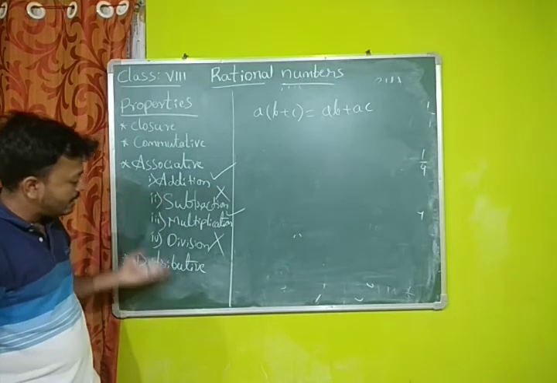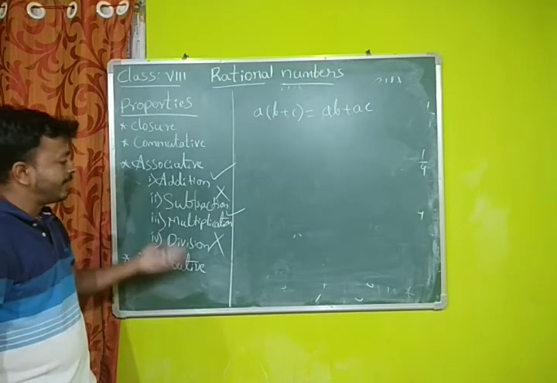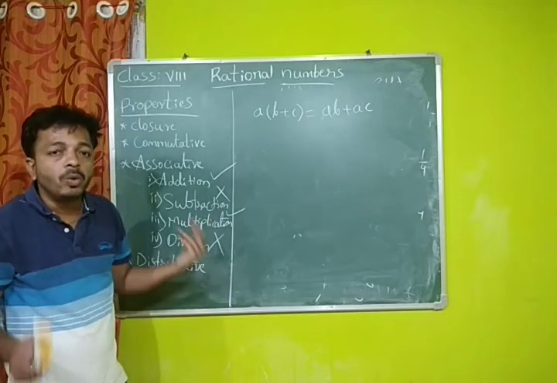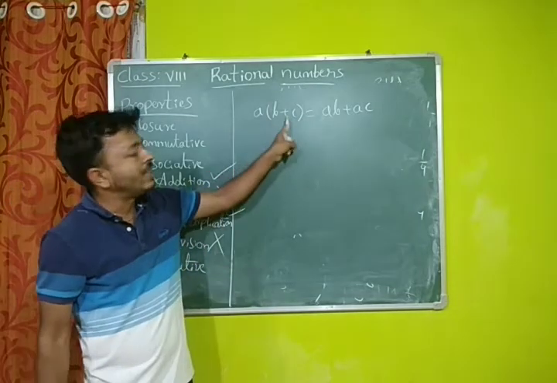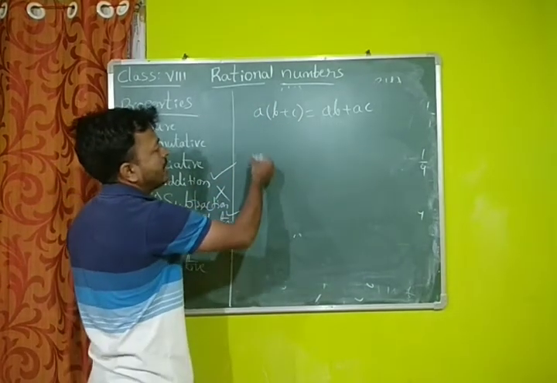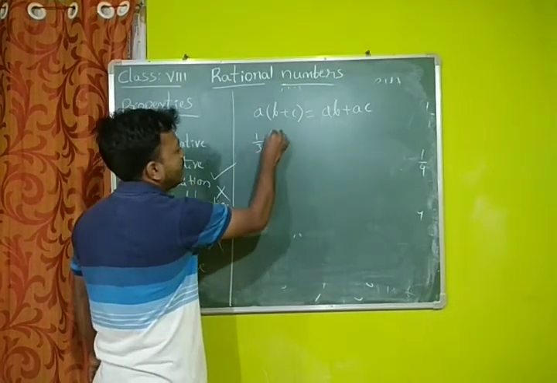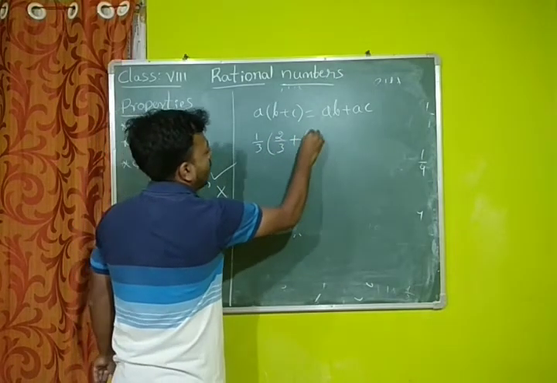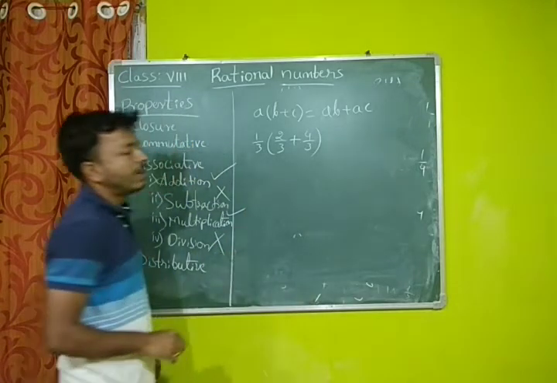And one more thing: operations like addition, subtraction, multiplication, division as separate operations are not there at all. Only here, multiplication over the addition. We can check this. I will take 3 rational numbers: 1 upon 3 multiplied by 2 upon 3 plus 4 upon 3. These 3 numbers I took.